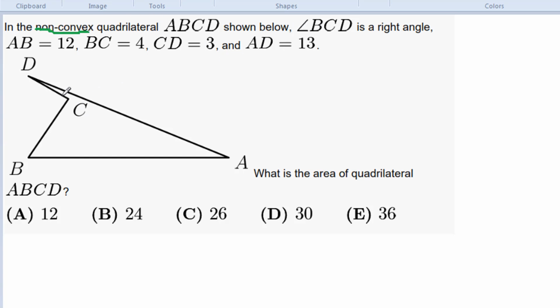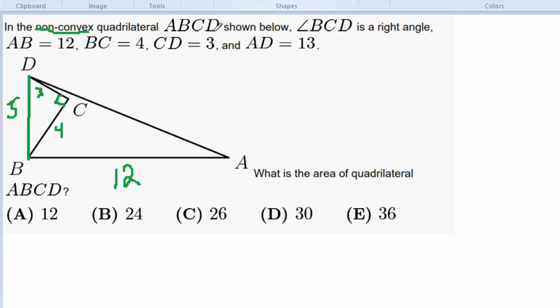BCD is a right angle. Let's indicate that with our little square. AB is 12. BC is 4. CD is 3. Okay, I'm already seeing 3, 4 in a right triangle. I'm already knowing that this is going to be 5. And you should know as well. Okay, so this is going to be 5.